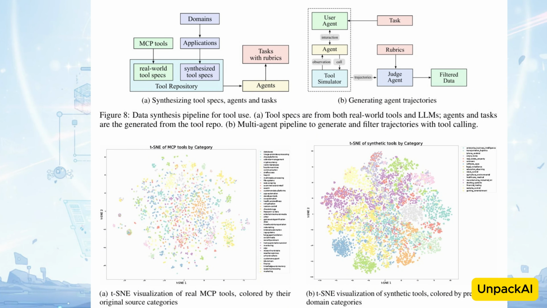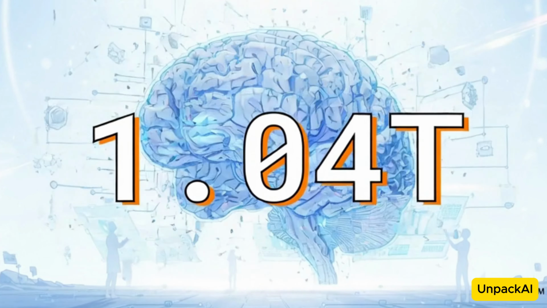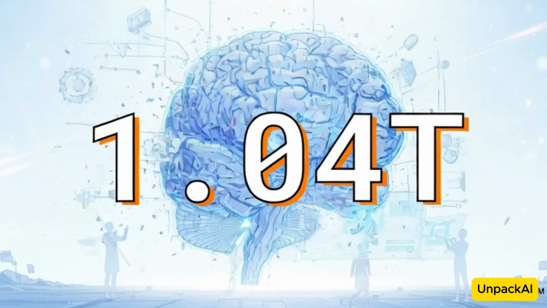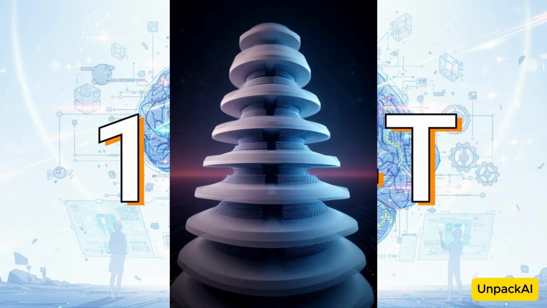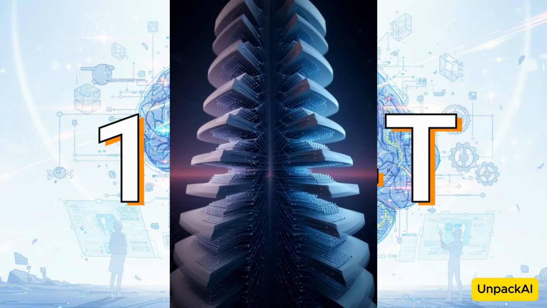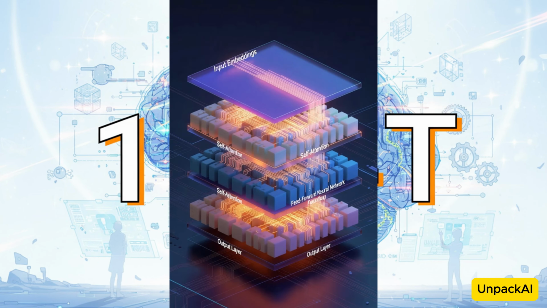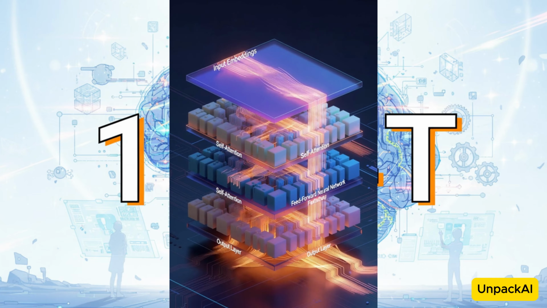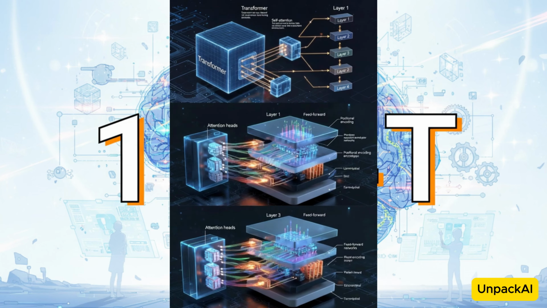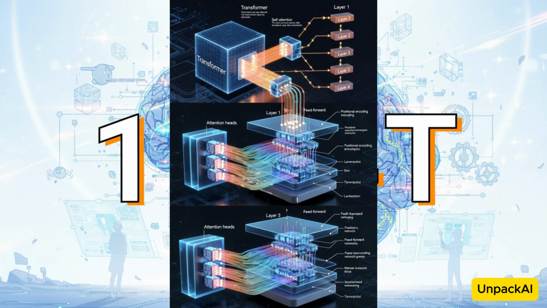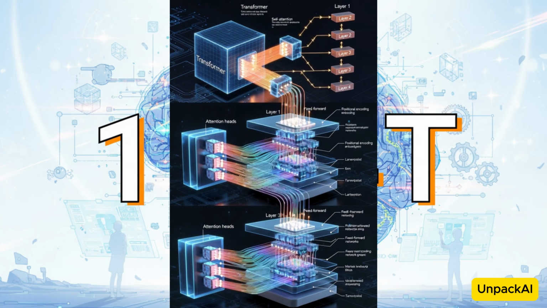Okay, let's just start with a number that kind of sets the stage here. 1.04 trillion. Yeah, you heard that right. That is the total number of parameters in the Kimi K2 base model. It is easily one of the most ambitious open-weight models ever created. But a big number is just that, a number. The real story, the interesting part, is how on earth you build something this massive, and maybe more importantly, what you even build it for.